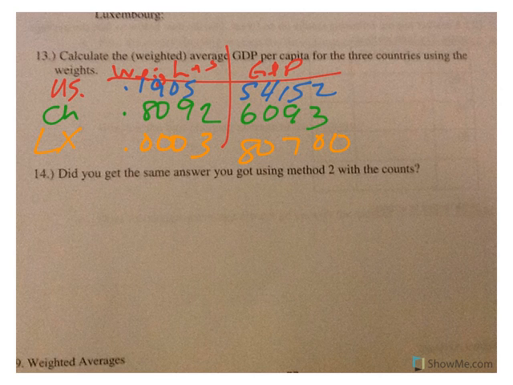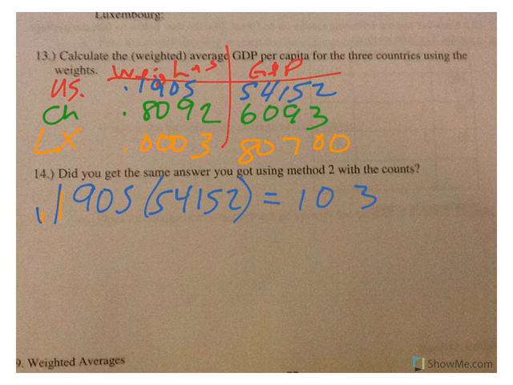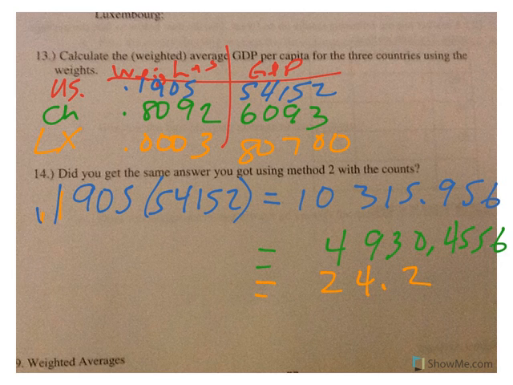So now to think about how do we do this, right? We multiply the weights times the value. So for the U.S., I would take, let me change it to blue, 0.1905 times 54,152. Right? We multiply each one. So for the U.S., I would get 10,315.956. I'll round at the end. Always round as late as possible. Chinese, we'll multiply those two numbers and get 4,930.54556. For Luxembourg, I get 24.21. It makes sense that it's so low because their weight is so low.